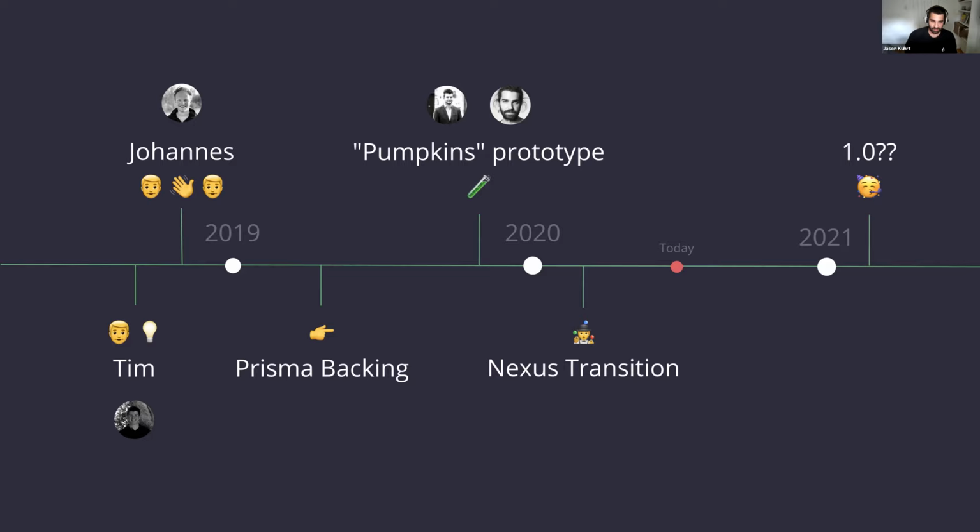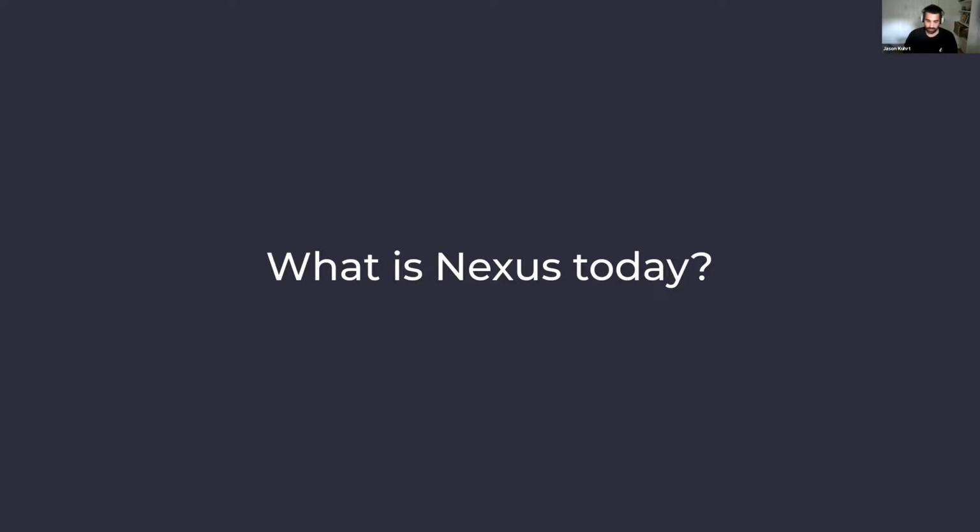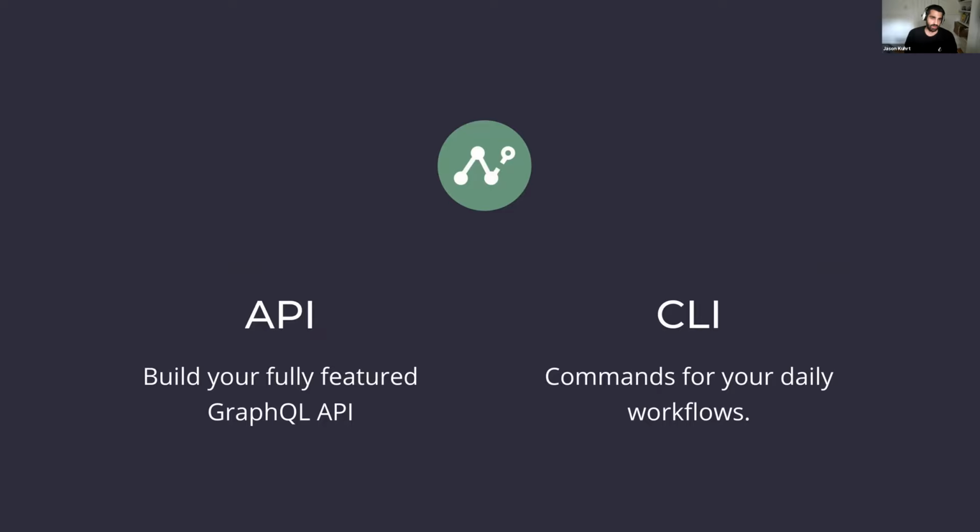So what is Nexus then today? It's two things, really, from a user perspective. It's an API and it's a CLI. So the API part is focused on getting you the features you need to build your fully featured GraphQL API. The CLI parts are a set of commands for your daily workflows. We'll see that in a sec, actually.